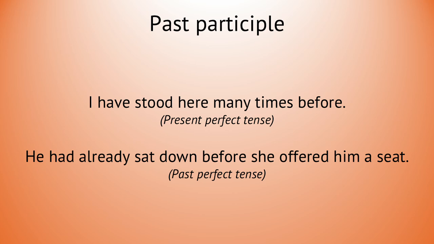Stood and sat can also be something called a past participle. That's a different way of making a different kind of past tense. It's where we use an extra word like have or has or had. So for example, I have stood here many times before. Or he had already sat down before she offered him a seat. So those are two ways where stood and sat are needed. So let's move on to standing and sitting.